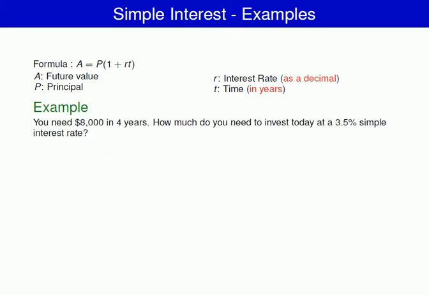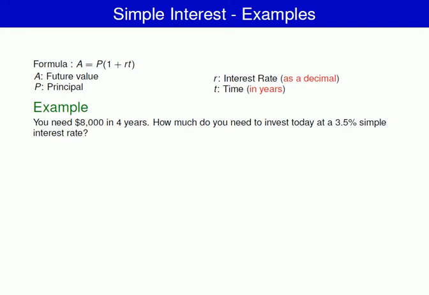Here's an example. You need $8,000 in 4 years. How much do you need to invest today at 3.5% simple interest? So we know the interest rate is 3.5%. The time is 4 years.